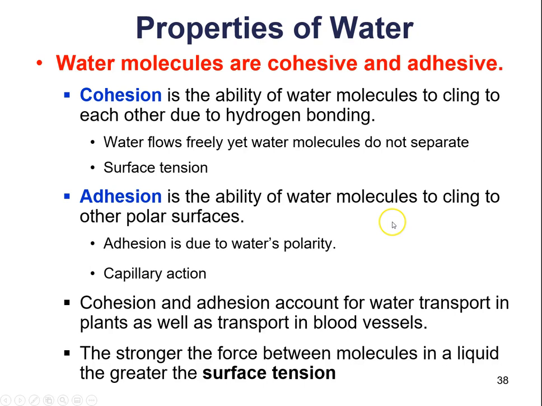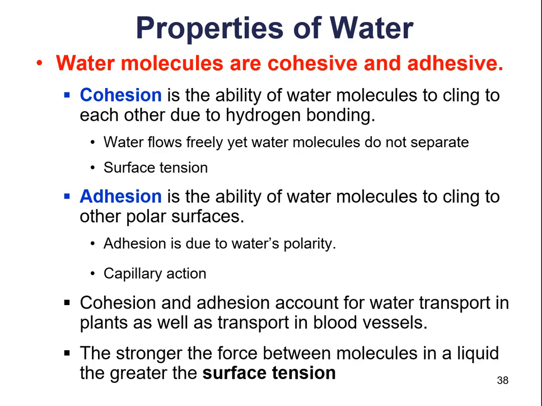Okay, another property of water: water molecules are cohesive and adhesive. What do those two terms mean? Cohesion is the ability of water molecules to cling to each other due to hydrogen bonding. Remember, we said in the beginning that all of those water molecules have partial positive and partial negative charges. They are all attracted to one another. For example, and we all know this, water flows freely. Water molecules do not separate. Why? Because of this cohesion.